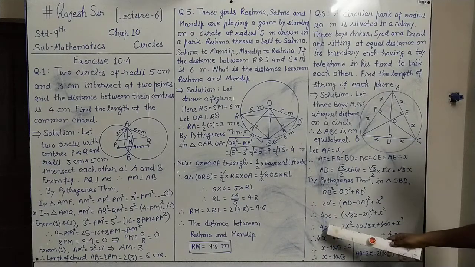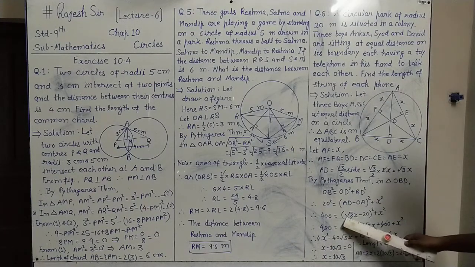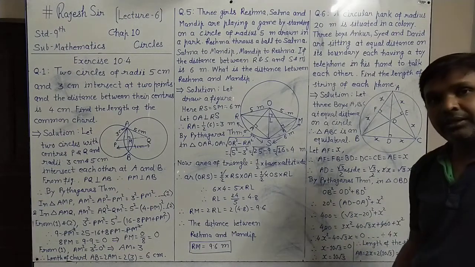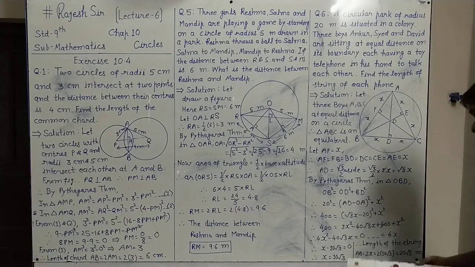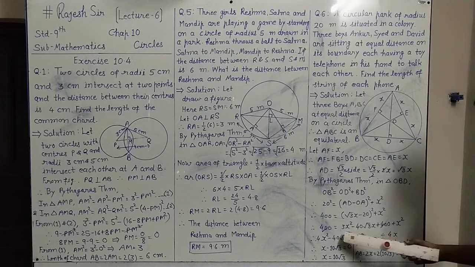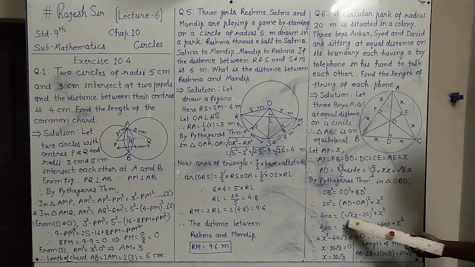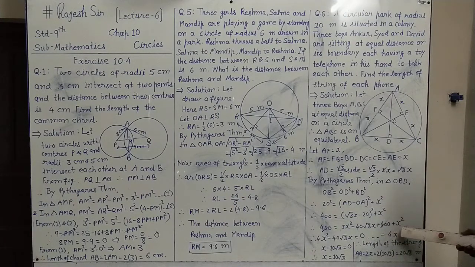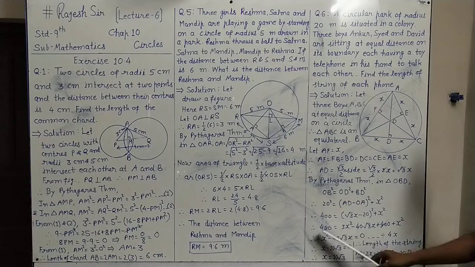Now simplification. 400 equals (√3x minus 20) the whole square, which can be expanded as (a minus b) square, that is a square minus 2ab plus b square. So a square, (√3x) square, is 3x square, minus 2 into 20 into √3x, that is 40√3x, plus 20 square which is 400, plus x square as it is. Now 400 on both sides cancels. On the right side we have 3x square plus x square, which is 4x square, minus 40√3x, equal to 0.